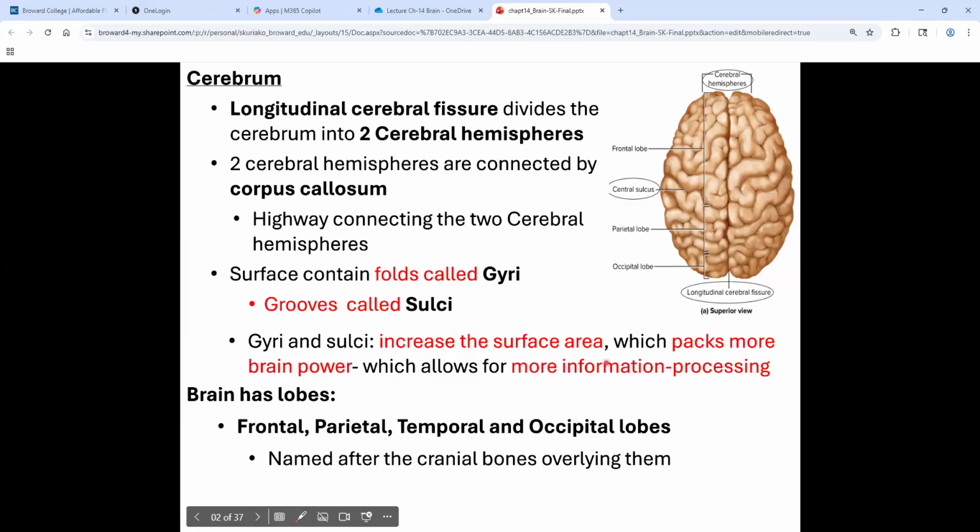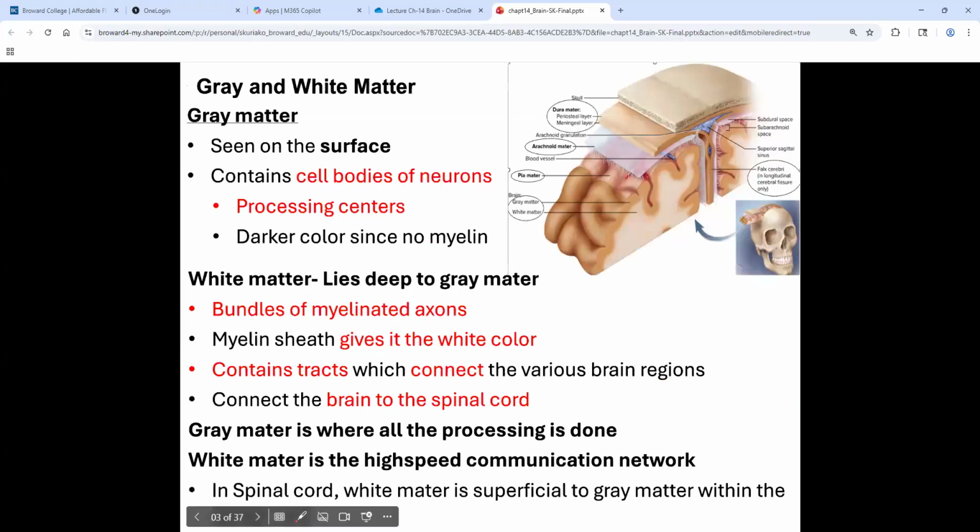Why do you need these mountains and valleys? Simply to increase the surface area. That means you want to pack more brain power, which means you want to have more processing. Information processing has to happen. So the brain has a few lobes: frontal, temporal, occipital, parietal. Mostly it is based on the overlying bones. We'll come to that soon. Let's look at the surface.